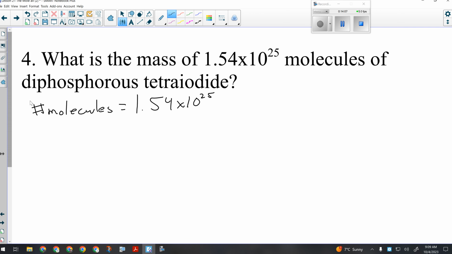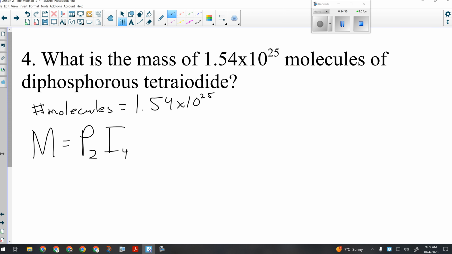So I've got that for number of molecules, and they tell me it is diphosphorus tetraiodide, which can help me get big M. Diphosphorus means how many phosphorus? 2. Tetraiodide means how many iodides? 4. Do I reduce that? No, it's molecular. It gave me the prefixes, that's the number.